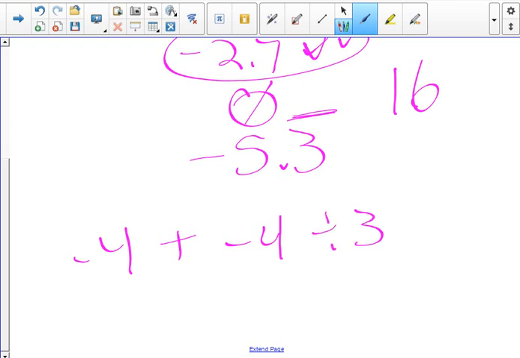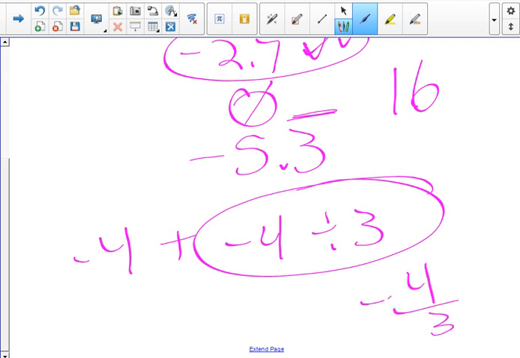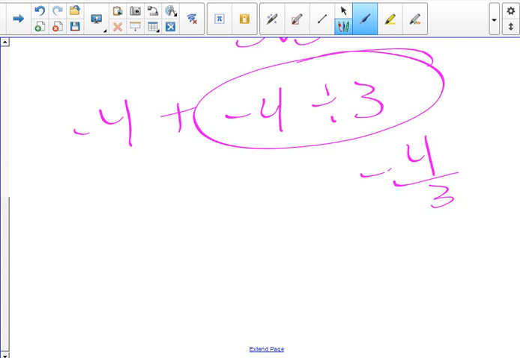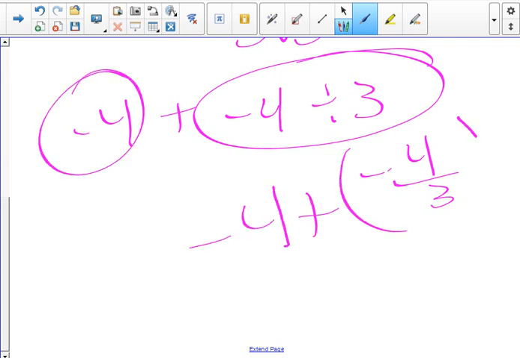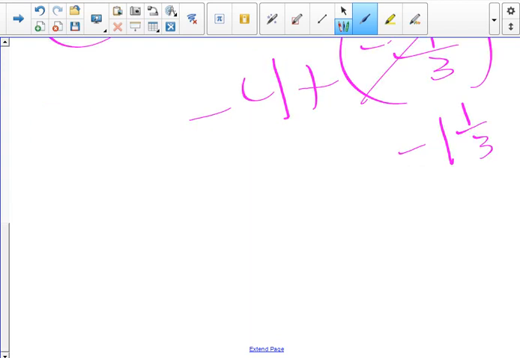There we go. So if you follow your PEMDAS rules, you're going to do these two first. Negative 4 divided by 3. And that's going to give us negative 4/3. And I'm going to carry down the negative 4 plus, and I'll just put that in parentheses. All right? So negative 4/3, let's go ahead and just simplify that to a mixed number. It's going to be negative 1 and 1/3, which is also 1.3.